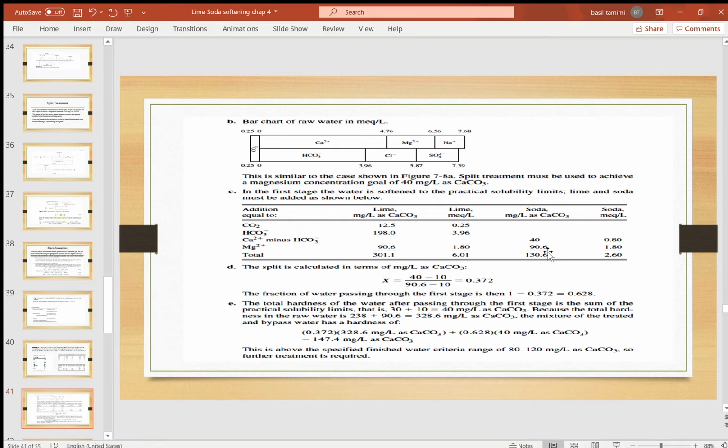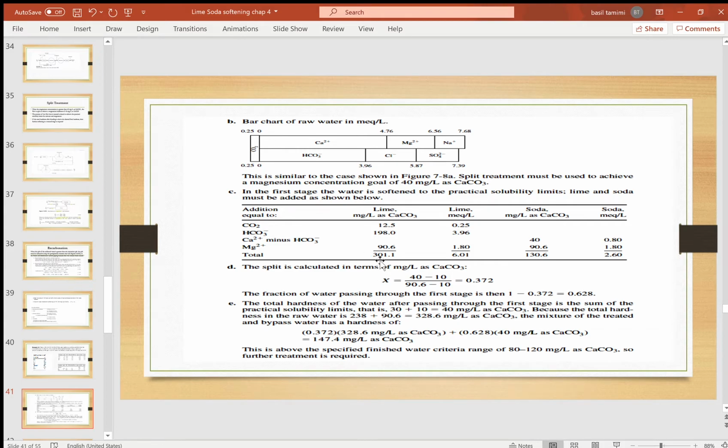Okay, the problem of Mg is not solved because MgCO3 is soluble. So I have to add lime, 90.6 of lime, in order to convert the MgCO3 to Mg(OH)2, okay, which is insoluble. So now I have basically all the amounts needed of lime and all the amounts needed of soda ash. Please notice that I am just focusing on the quantities in milligram per liter as CaCO3.